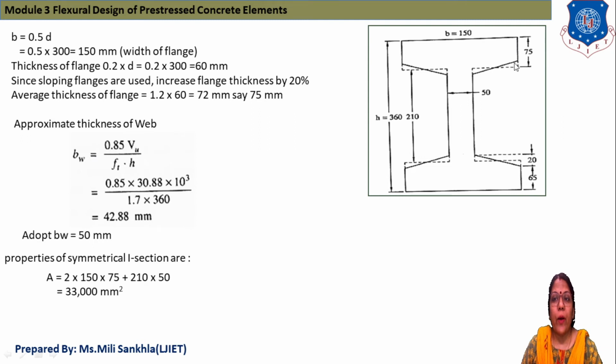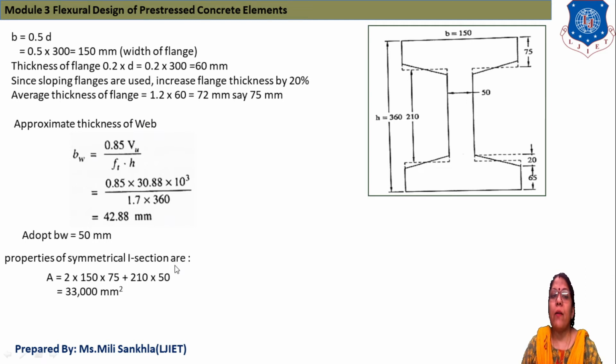So if you provide a sloping I-girder, then this is 60, but the average sloping depth or thickness of flange is 75 mm according to this equation. Now the approximate thickness of web is 0.85 Vu divided by ft into h. 0.85 Vu is 30.88 into 10 raised to 3, divided by ft, that is the tensile stress of concrete, 1.7, h is equal to 360. Overall depth of section 42.88 mm. Adopt width of web equal to 50 mm.